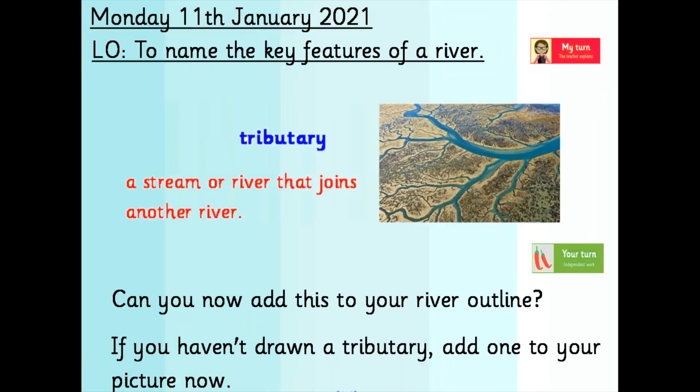On the first video we watched, it said that sometimes smaller rivers can join into larger rivers. This is called a tributary. On this picture here, you can see lots of little tributaries joining the big main river here. Can you add the word tributary to your river outline? If you haven't drawn a tributary, don't worry, you can just add one or a couple to your river picture now. Remember to label it as well.